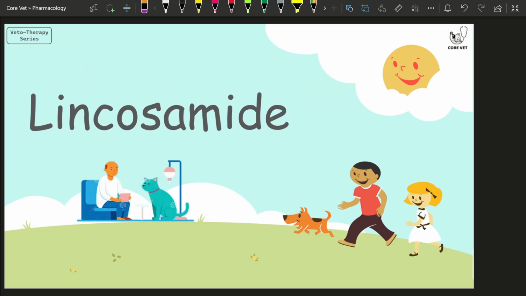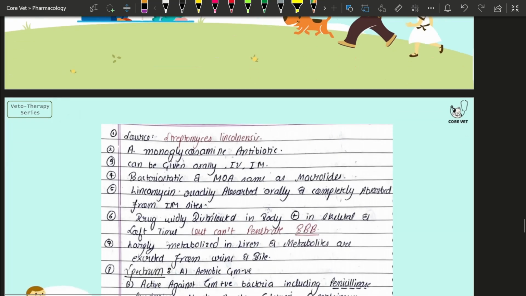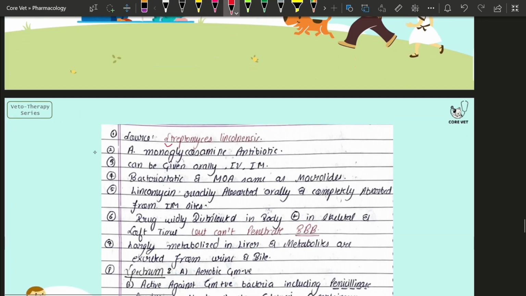So talking about the lincosamide, why I'm taking the lincosamide along with this particular segment, because the lincosamide is quite similar to that of the macrolides, right? The lincosamide is obtained from Streptomyces lincolnensis, right? And it is a monoglycosamine antibiotic which could be given through the oral route, intravenous route, and intramuscular route, okay. It is a bacteriostatic drug. The macrolides were also bacteriostatic drugs, right? And the mode of action is also the same as the macrolide.